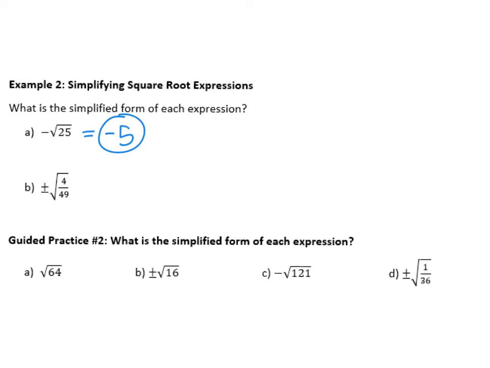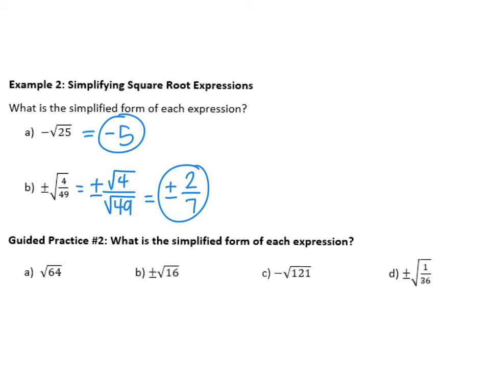Alright, B, I've got plus minus the square root of 4 over 49. That plus minus sign, whatever sign is out front stays out front. That plus minus sign means positive and negative. So that essentially means two different numbers, a positive and a negative. But that sign's going to stay out front, and then the square root of 4 is going to be on top, and the square root of 49 is going to be on the bottom. Well, the square root of 4 is 2, and the square root of 49 is 7, so my final answer is plus or minus 2 over 7.